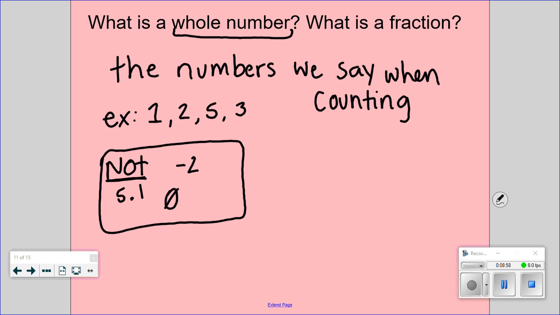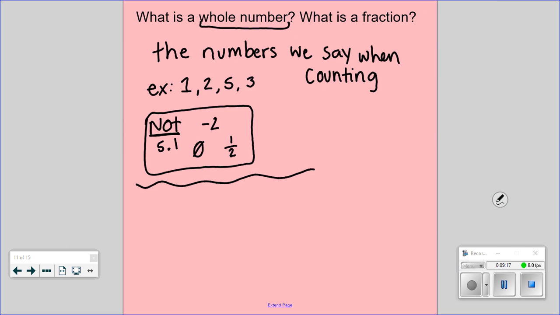What about this number? Ready? Is 1/2 a whole number? It's a half. No. It's a part. Is that half a number? Yeah, I have one. Not a whole number.